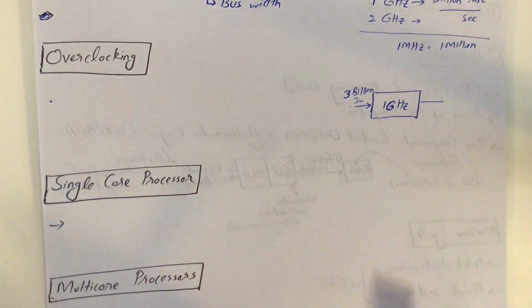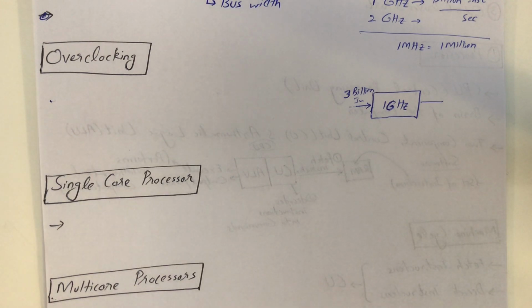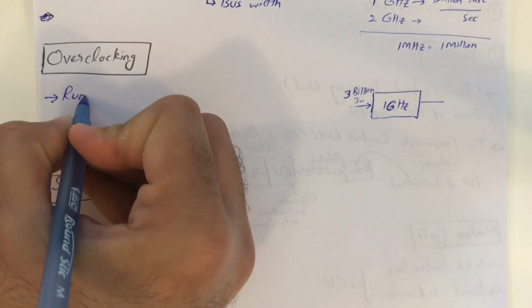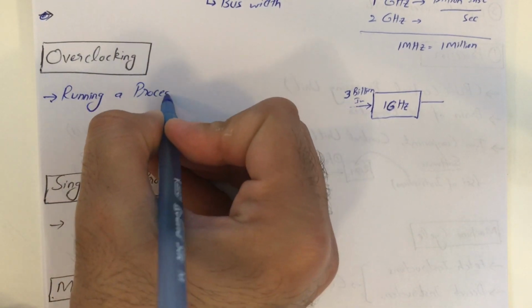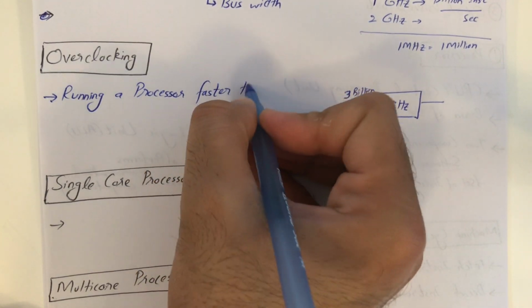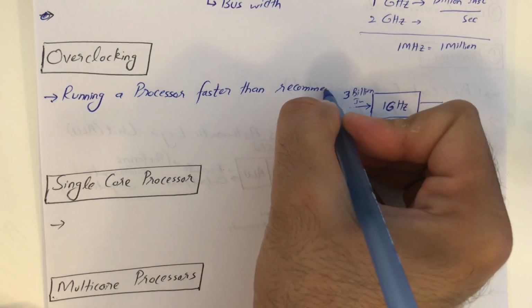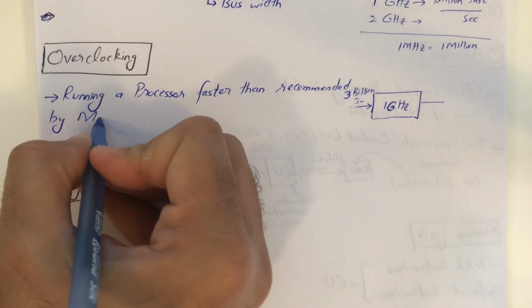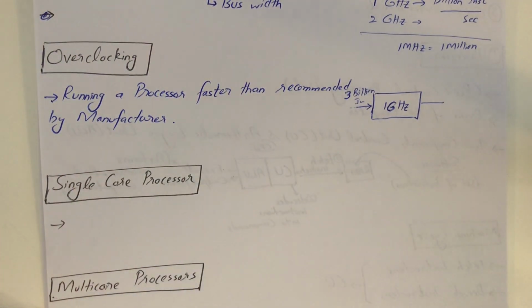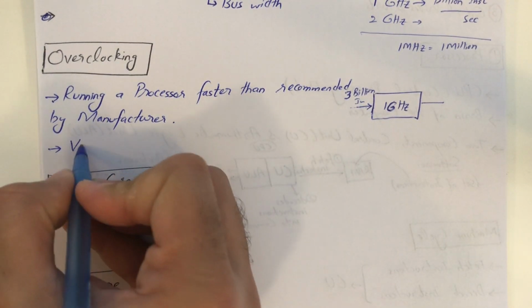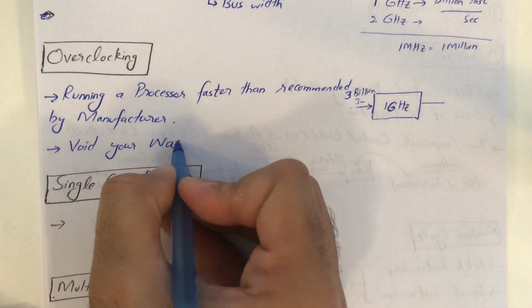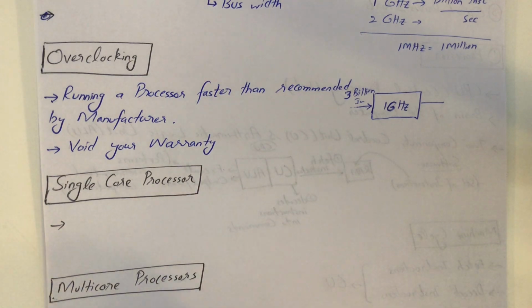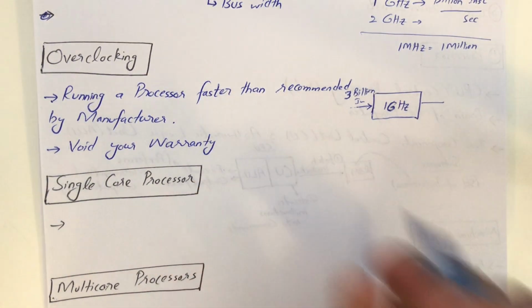So that's called overclocking. Overclocking is a cheaper way to get more stuff done, or you can say to efficiently utilize the resources, but it can void your warranty as well, because the processor can heat up and all that stuff can happen. So the definition of overclocking is running a processor faster than recommended by the manufacturer. And please remember, overclocking will void your warranty. So the manufacturer warranty will be voided. Other than that, it can actually cause heating. That's why some people use cooling pads and all that stuff.